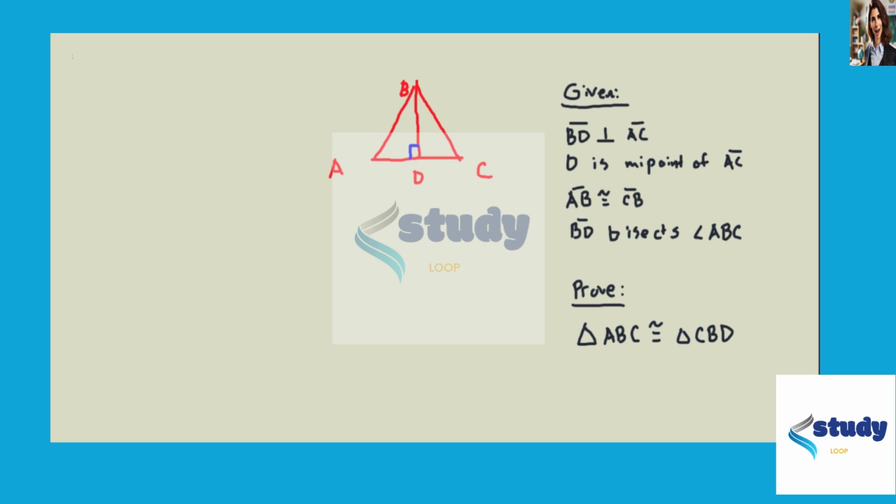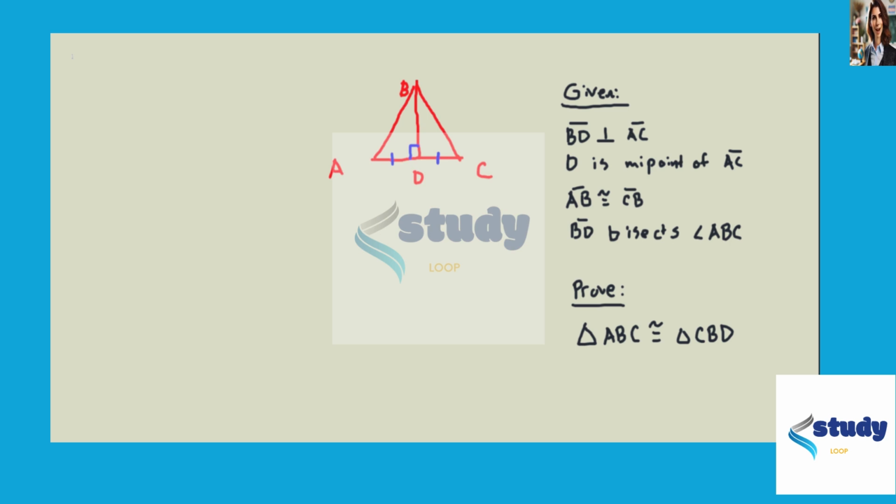So both of these are 90 degrees. We also know that D is the midpoint of AC, which tells us that segment AC is split into two equal lengths, the length from A to D and D to C, which tells us that those two parts of these triangles are congruent.